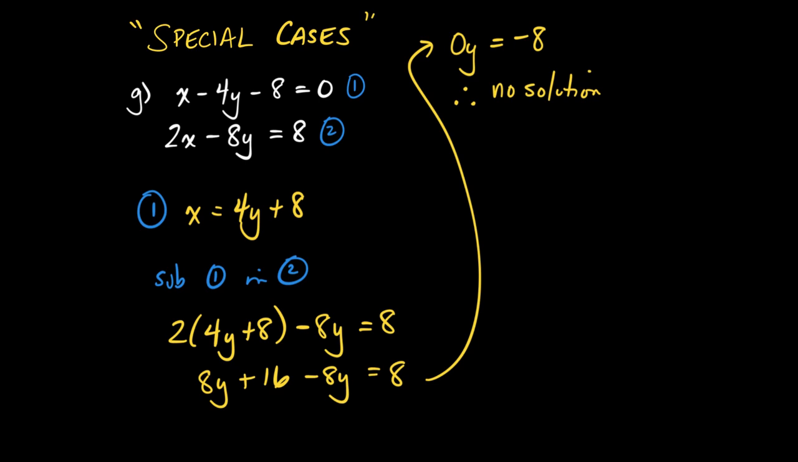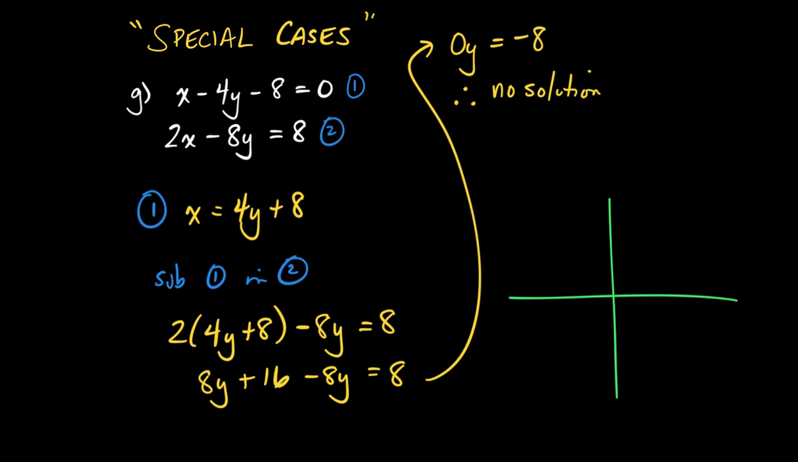Okay, so what does that mean for the overall system? Well, that means that there is no x value and y value that make both equations true. Okay, what do we have in this situation? Well, I'm going to put down a quick sketch.